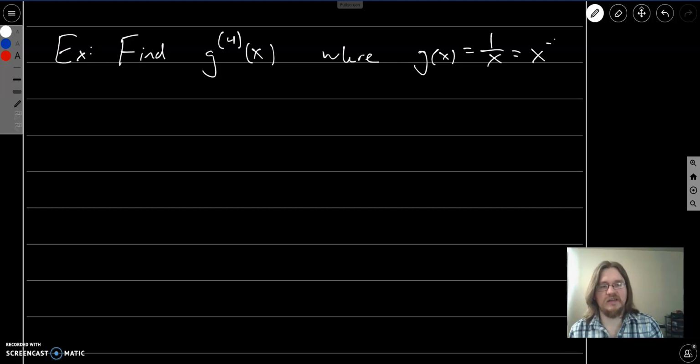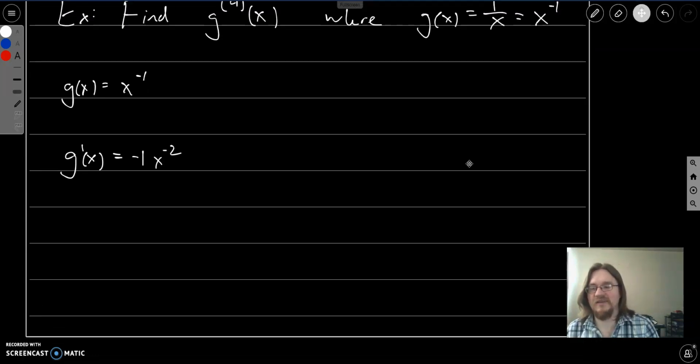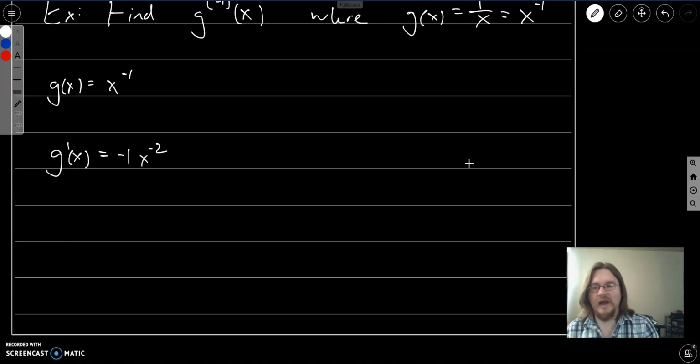which we can write as x to the negative 1. And that's going to make this question a lot easier to find. So if g of x is going to be x to the negative 1, we can find the first derivative of g pretty easily. We can bring down our power and raise it to the 1 fewer power. And by continuing to do this, we can find this derivative rather easily. But we can see what happens over time here.